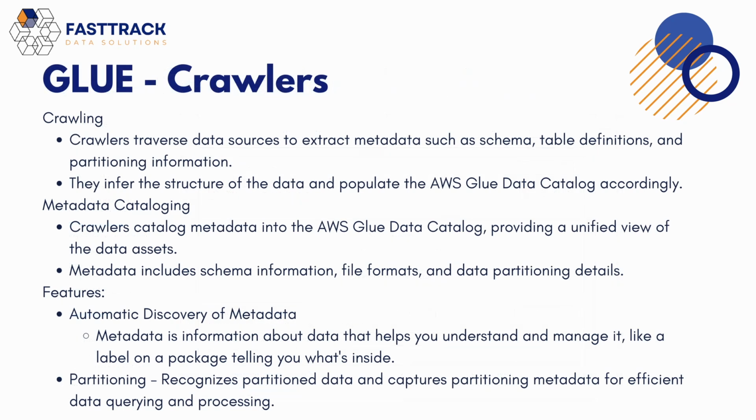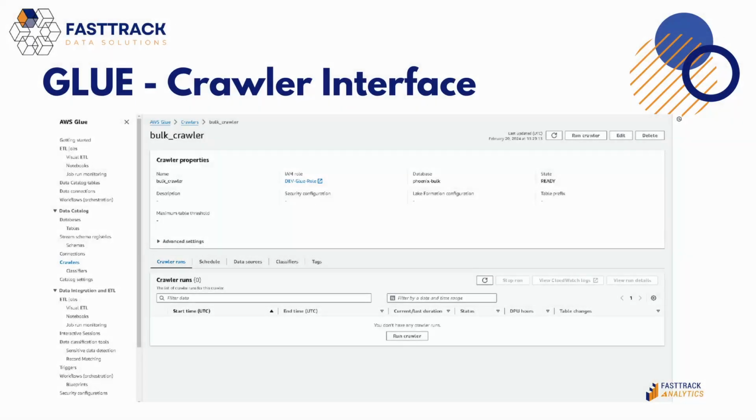Crawlers in AWS Glue automatically scan your data sources to understand their structure. They detect schemas, table definitions, and partitions, then store this information in the Glue Data Catalog. This gives you a single, unified view of all your data assets, including formats and partitioning details. By automatically discovering metadata, essentially labels that describe what the data contains, crawlers make data easier to query, manage, and process efficiently. Here is a quick overview of the crawler interface.